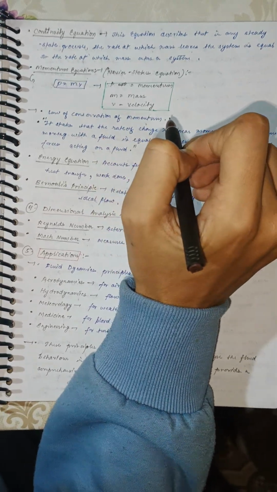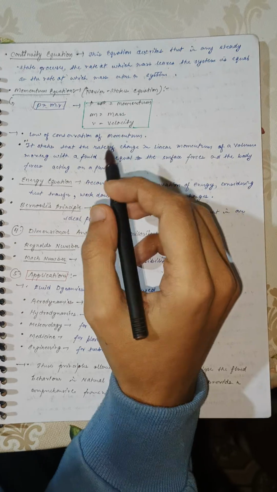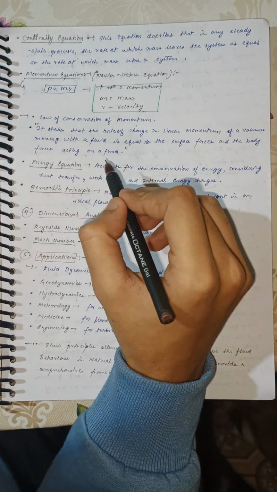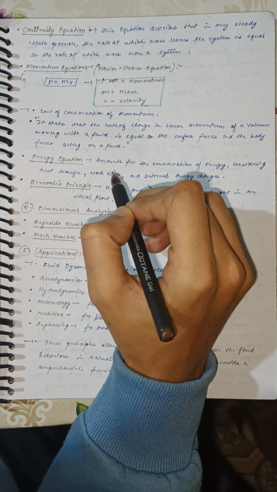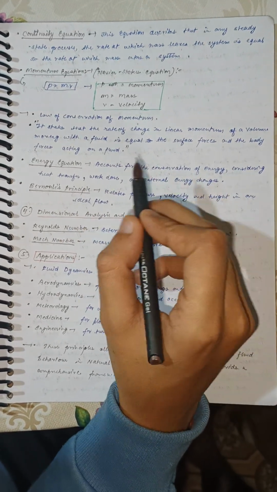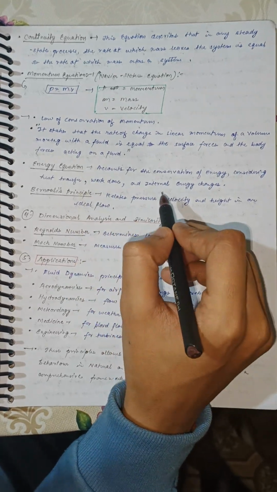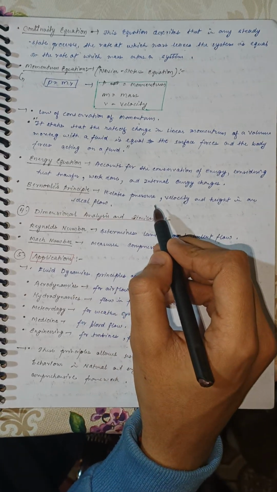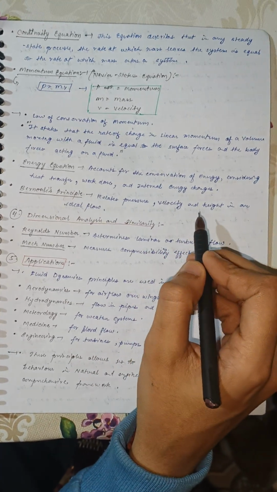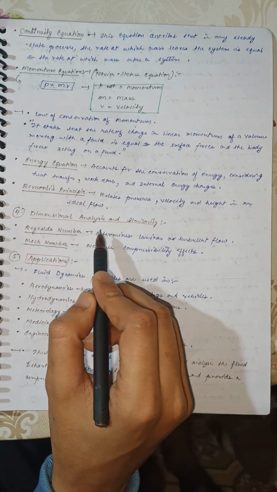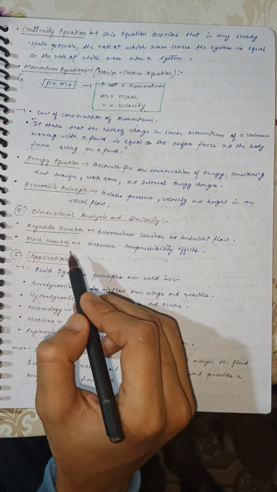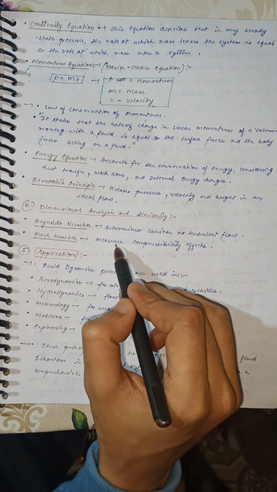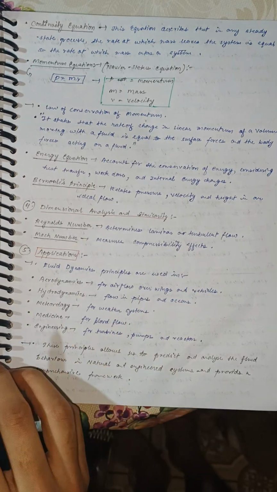It states that the rate of change in linear momentum of a volume moving with a fluid is equal to the surface forces and the body forces acting on the fluid. Energy equation. It accounts for the conservation of energy, considering heat transfer, work done, and internal energy changes. Bernoulli's principle. It relates pressure, velocity, height in an ideal flow. Dimensional analysis and similarity. Reynolds number and Mach number. Reynolds number determines the laminar or turbulent flow, and Mach number measures the compressibility effects.